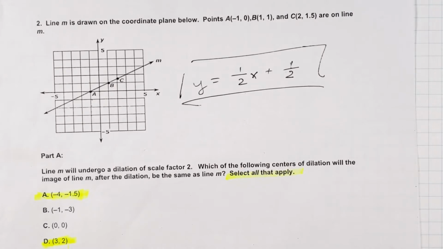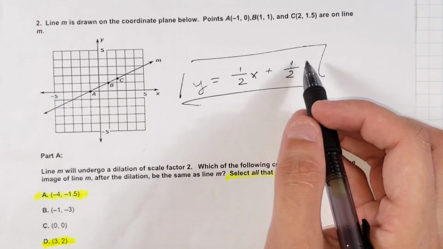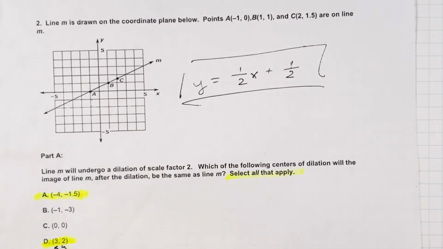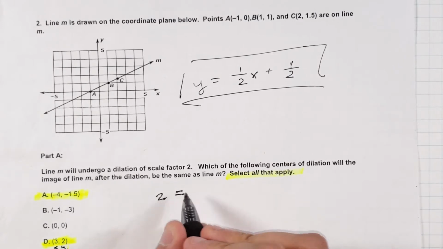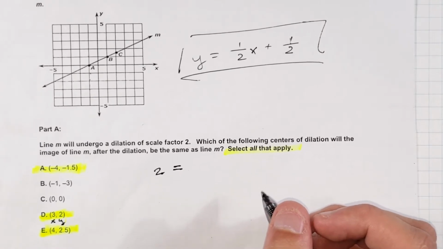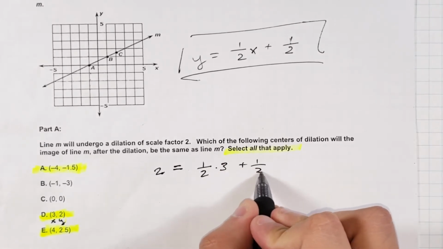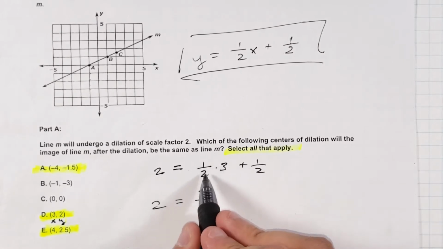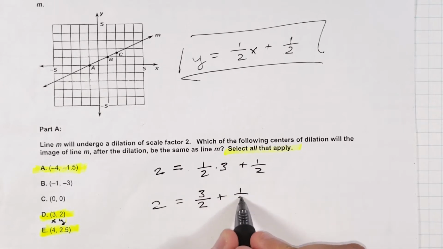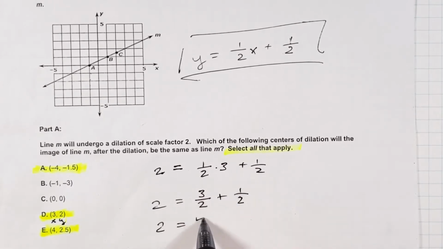All right, you may sometimes want to double check your answer and just see if this equation holds true also. So for example, if I wanted to verify that (3, 2) was on this line, I would take the equation of this line and let x equal 3 and y equal 2. So I would end up with 2 is equal to 1/2 times 3 plus 1/2. 1/2 times 3 is 3/2 plus 1/2. So you'd get 2 is equal to 3/2 plus 1/2, which is 4/2, which is equal to 2. Okay, so we know the equation checks out. So that point will keep this line unchanged.